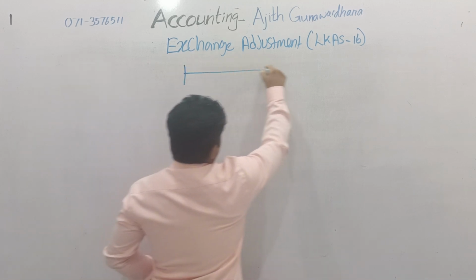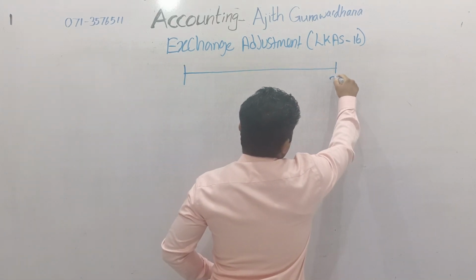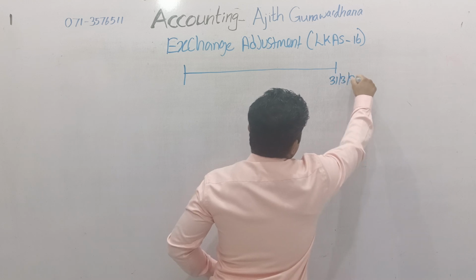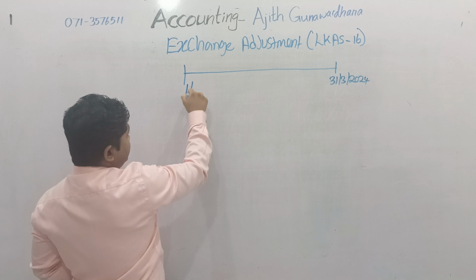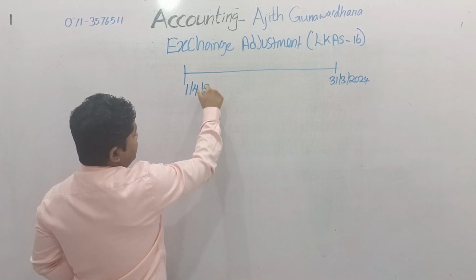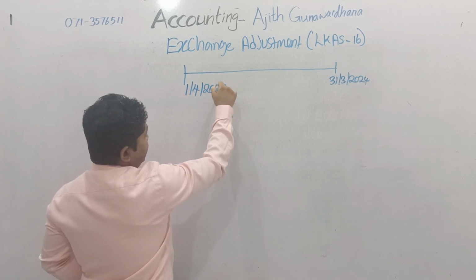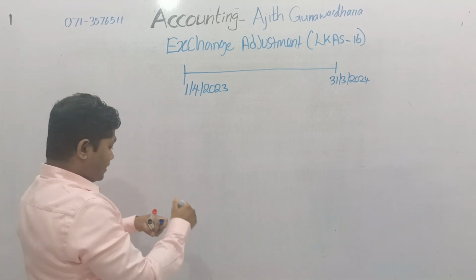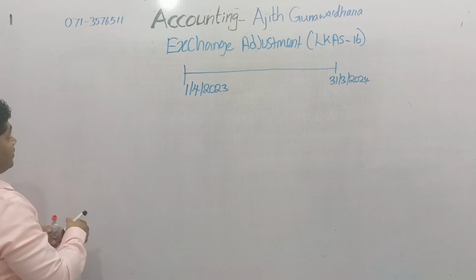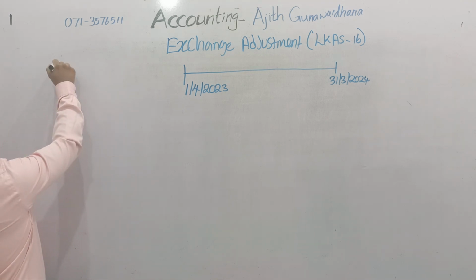This is our economic period, ending on the 31st of March 2024. Based on the periodicity concept, financial accounts information should be provided annually. The accounting period ends on the 31st of March 2024.